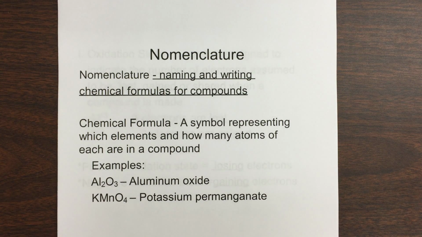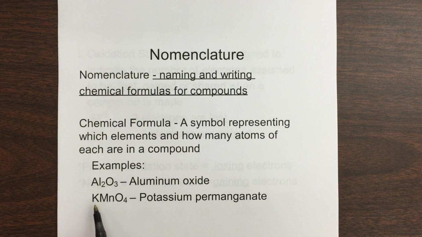So the chemical formula tells you what elements are in the compound and how many atoms of those particular elements there are. For example, Al2O3 means that 2 aluminums and 3 oxygens combine to form what's called aluminum oxide.